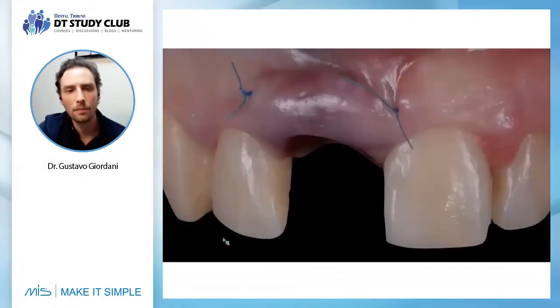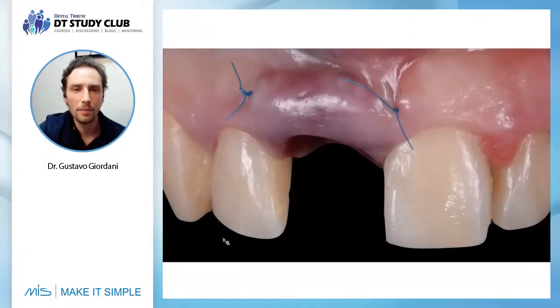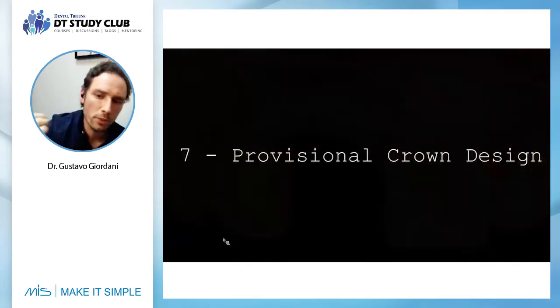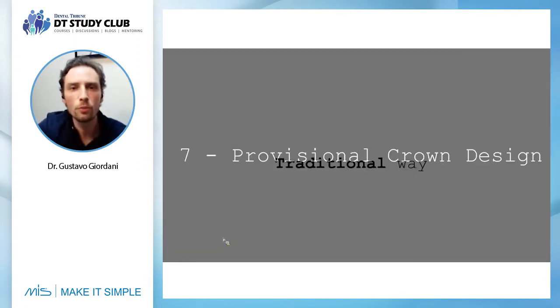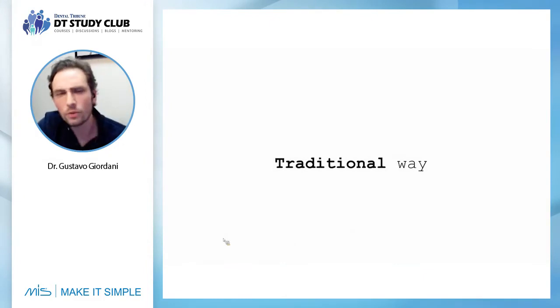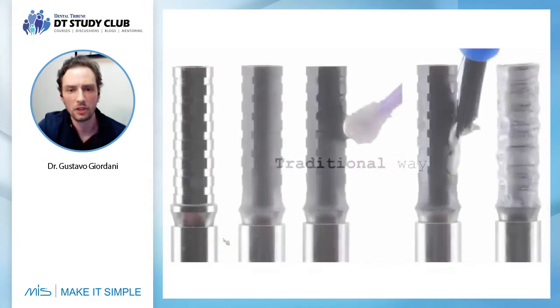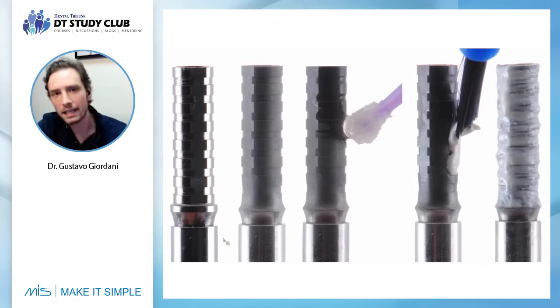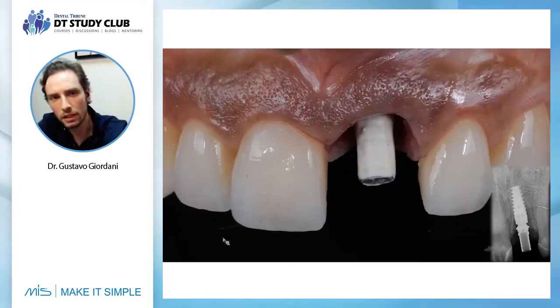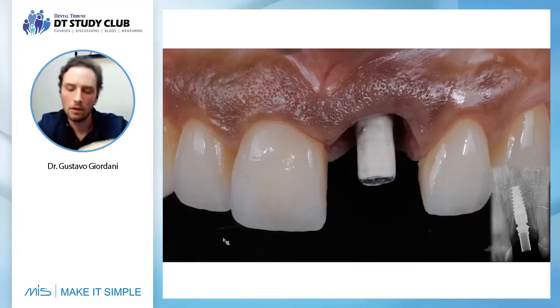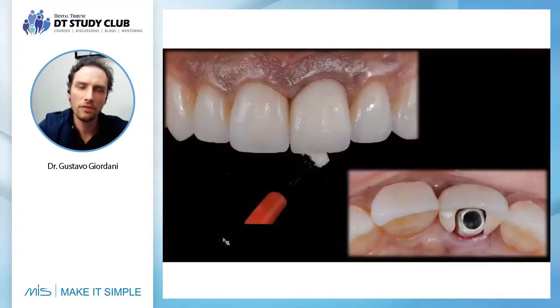So now it's time to move on to step number 7, which is the provisional crown design. This is a very important step, because now it's time to have very good support for the soft tissue. In the traditional way, we take a titanium cylinder, we can use some opaque to have a better color, and we just put the screw in the mount. You take an x-ray to see if everything is okay.